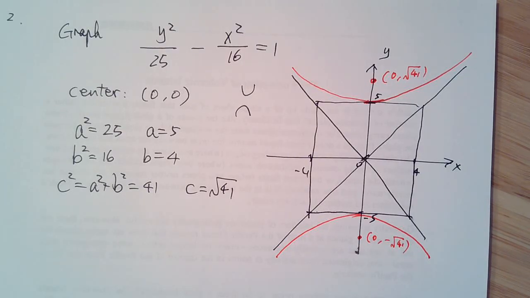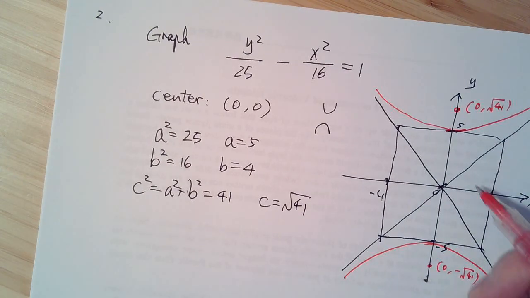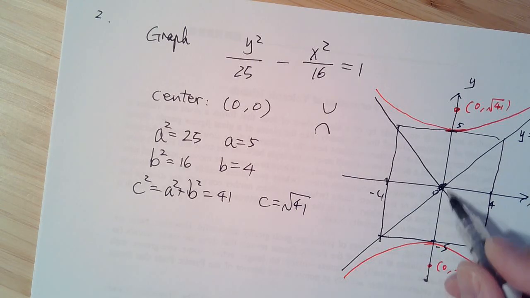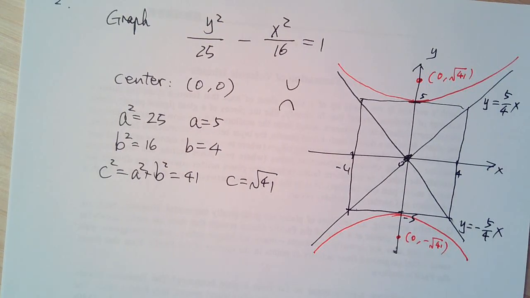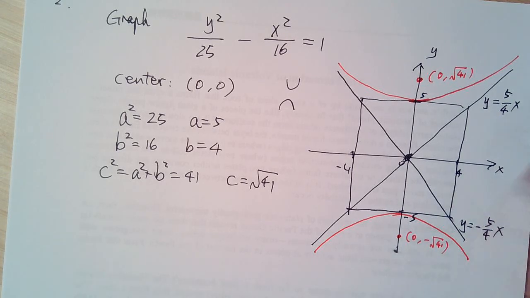Okay, so you compare this with the one we just had: left and right, up and down. And then can you find the equation of these asymptotes? Of course, the center is here. So this one is y equals rise over run, so it's 5 over 4 x. And this one is y equals -5 over 4 x. So we also get the equations of these asymptotes. That's pretty easy, isn't it? This is the hyperbola, and you learned how to graph, how to get the equations of the asymptotes, and also how to find the foci.